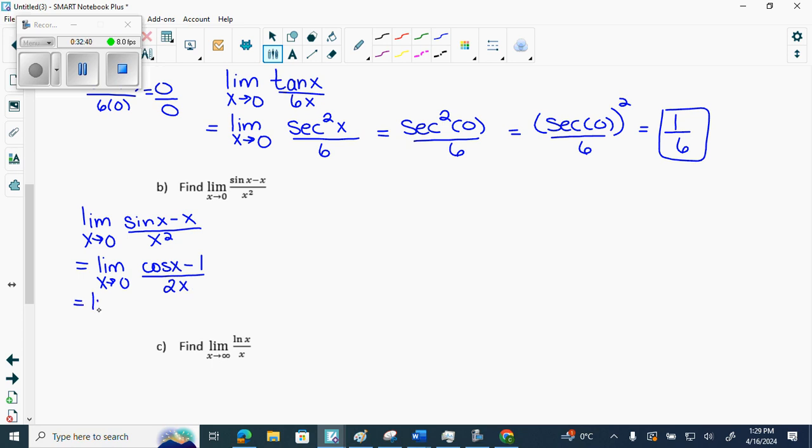Repeat. Do it again. So I get the limit as x approaches 0 of, what's the derivative of cos x? Negative sine x. What's the derivative of 1 minus 1? Zero. It's gone. And the bottom has a 2. Now is it going to have a problem? No. Now I can plug in. So I get minus sine of 0 over 2. What is sine of 0? 0. So my answer is 0.